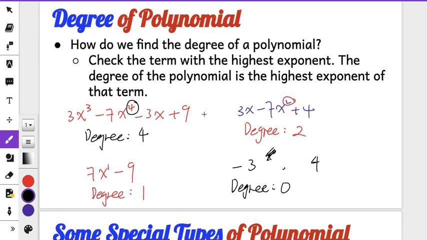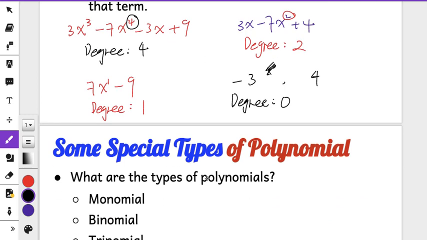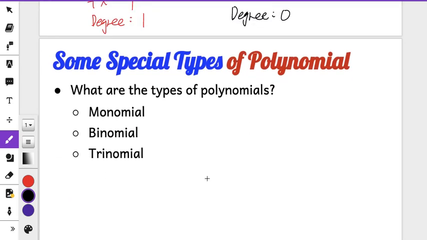Okay, so those are examples to help us define the degree. I hope you can check. You can even create more examples on your own to see if you truly understand it. Now, some special types of polynomials are named based on the number of terms.